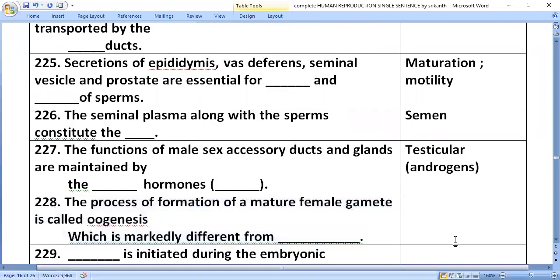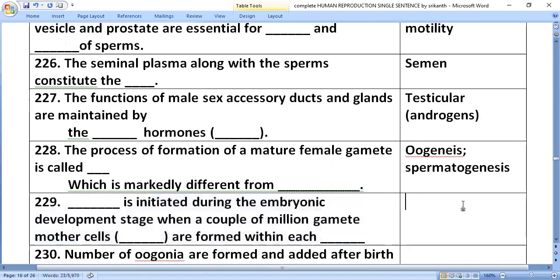The process of formation of the mature female gamete is called oogenesis. Oogenesis is markedly different from spermatogenesis. Spermatogenesis is completely different from oogenesis.